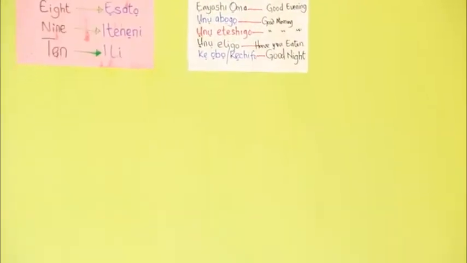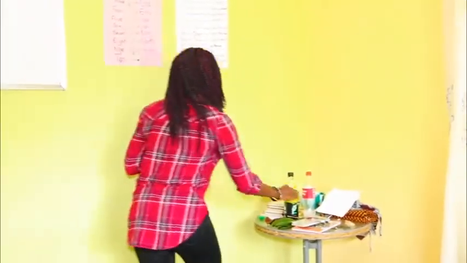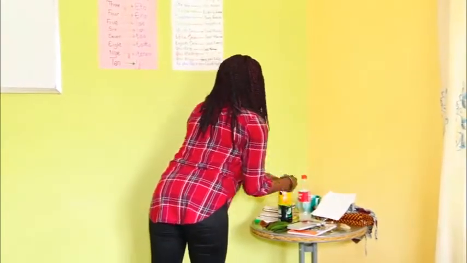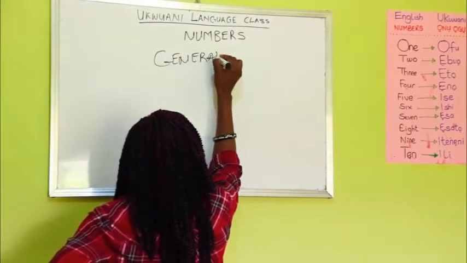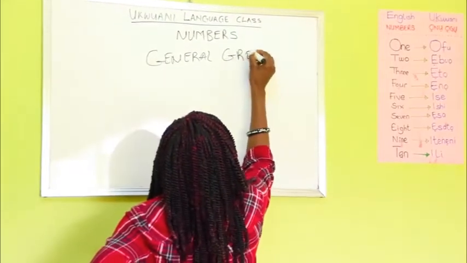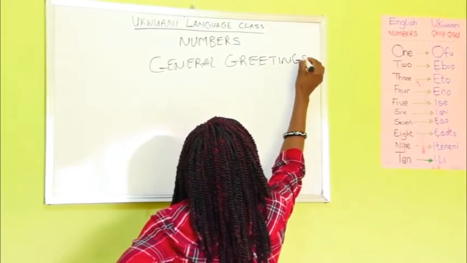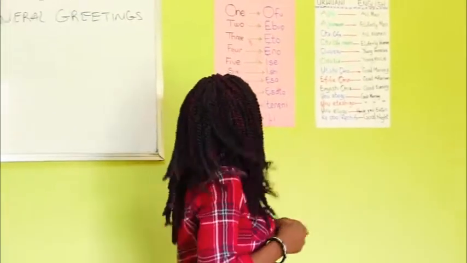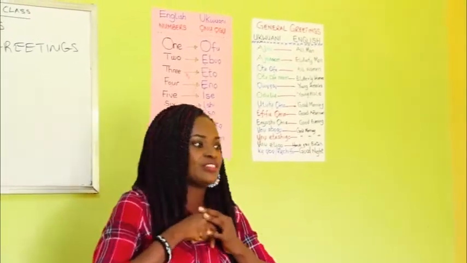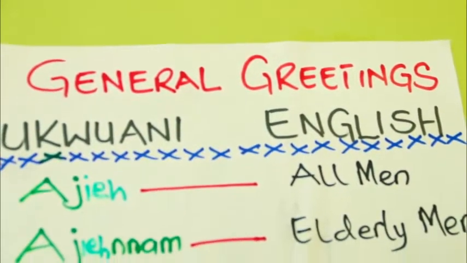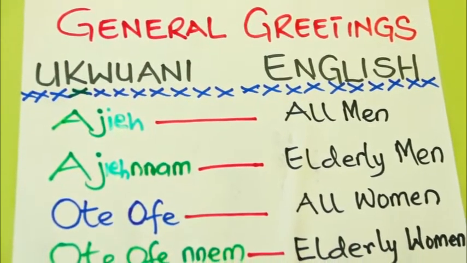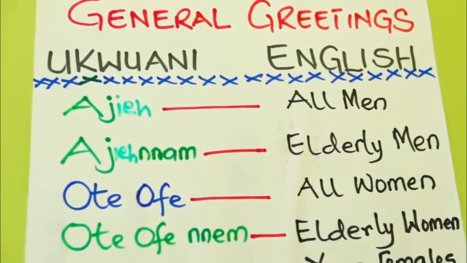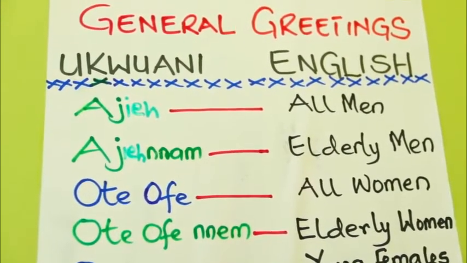Thank you so much. So now, let's go to the next topic. General greetings. General greetings in Ukwuani language. Okay? So we're doing general greetings. Say general greetings. Good. That is in English. Greetings means ikene kene.